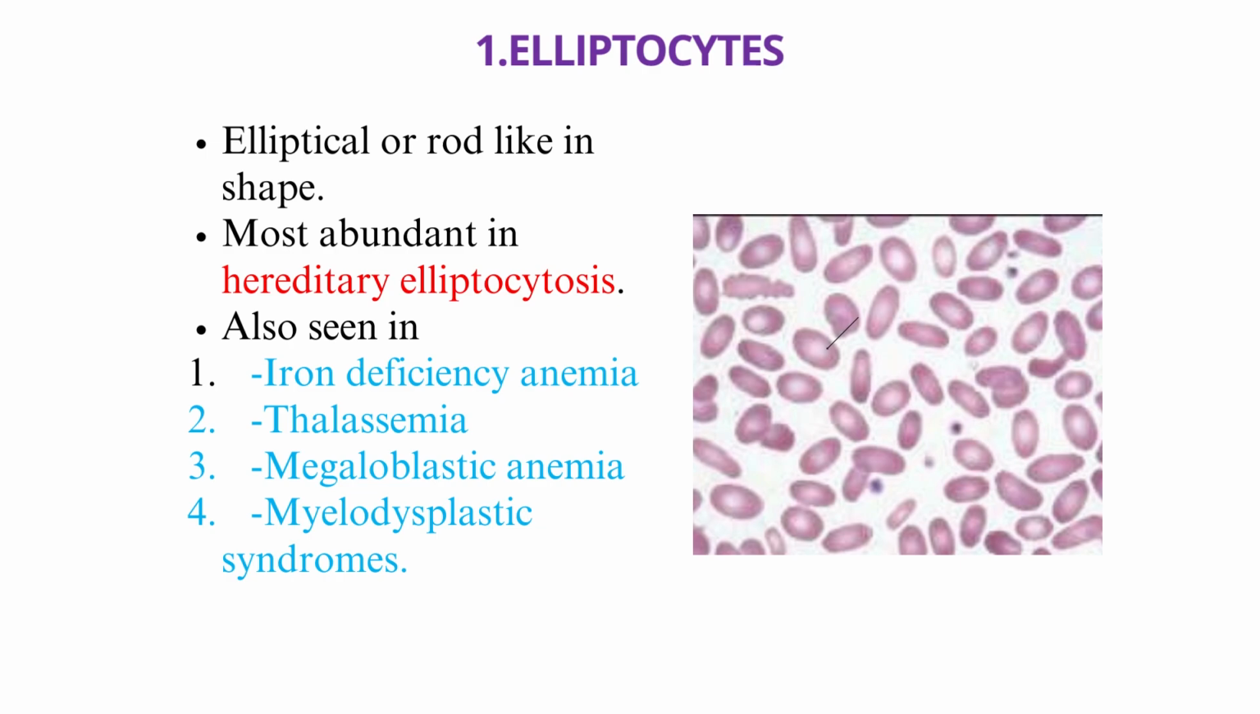When it comes to iron deficiency anemia, thalassemia, and megaloblastic anemia, depending on how severe the anemia is, various types of anisopoikilocytosis can happen. Like many types of abnormal shapes can be seen. Okay, so that is why this abnormal shape also comes under these.